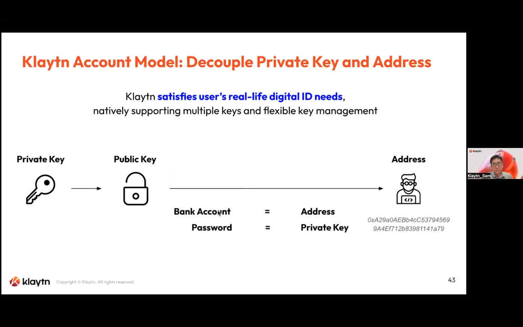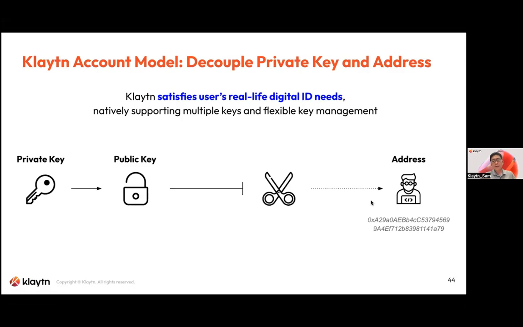The address can be thought of as a bank account, and the private key as the password. But in most blockchains, the mapping between private key, public key and address is a one-to-one mapping. If we know the private key, that means we know the public key and then the address. The other way is not possible because of the cryptography. But what we did was we decoupled the private key and the public key, and we decoupled the public key and the address. So if we know the private key, we can know the public key, but the address can be different.